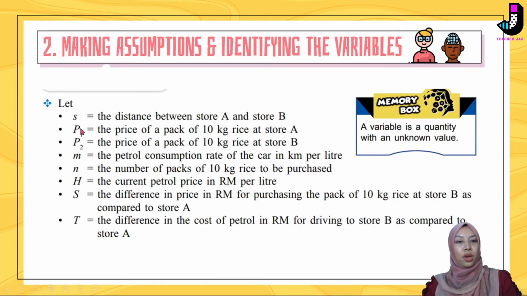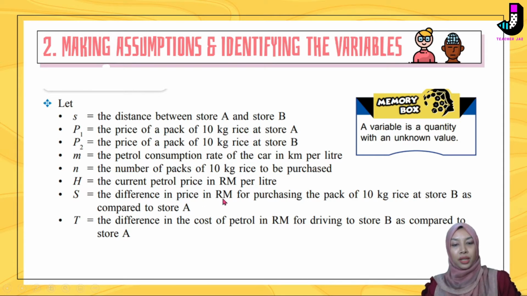So here we have 1, 2, 3, 4, 5, 6, 7, 8 variables to be discussed. The first one is S, the distance between store A and store B. P1, the price of a pack of 10 kilogram rice at store A. P2, the price of a pack of 10 kilogram rice at store B. M is the petrol consumption rate of the car in kilometer per liter, and N the number of packs of 10 kilogram rice to be purchased. H is the current petrol price in RM per liter.